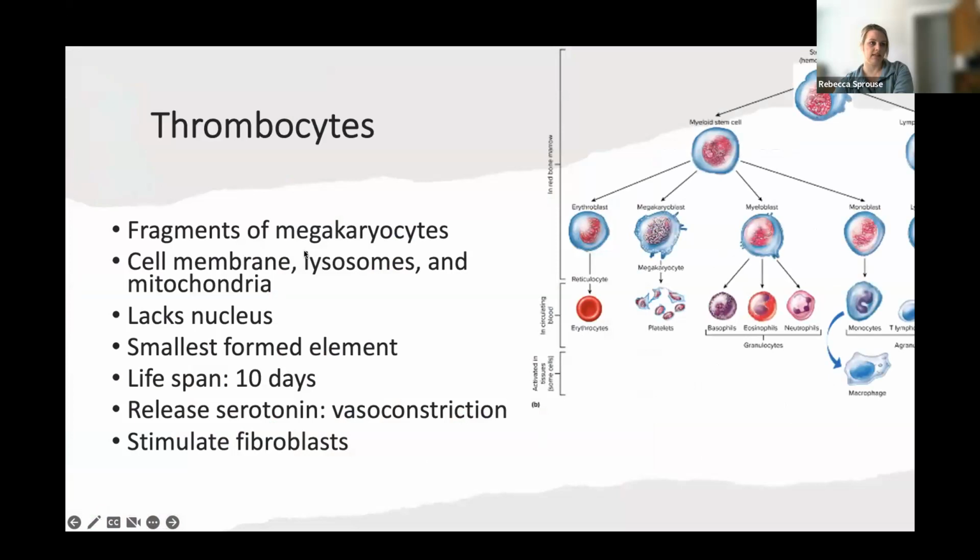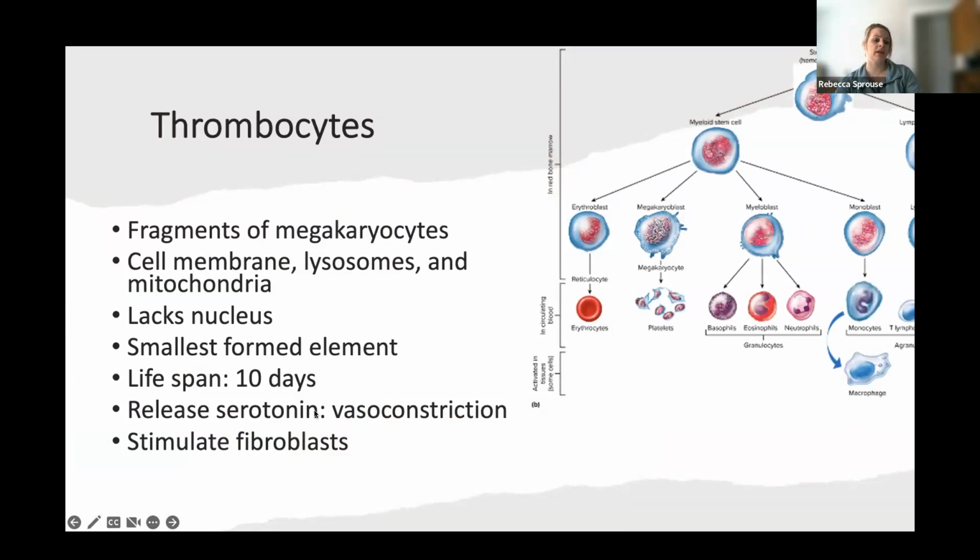Thrombocytes are platelets. They come from megakaryoblasts that are broken up into little fragments called platelets. These are the smallest formed element in the bloodstream. They have a cell membrane. They also have lysosomes and mitochondria, but they lack a nucleus. So they have some organelles, but they lack a nucleus, which means they cannot reproduce themselves. They only live for about 10 days, and then more of these megakaryoblasts will split up.